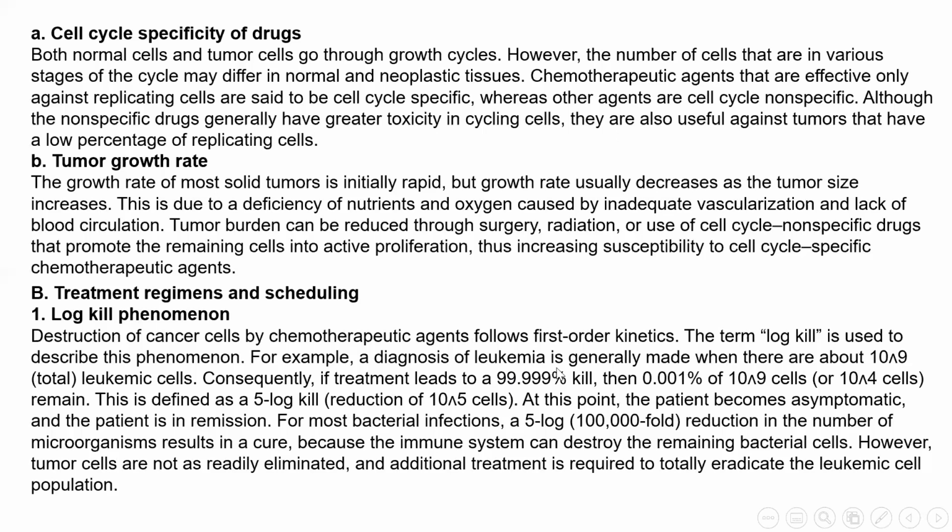Let's say a patient is diagnosed with leukemia, a blood cancer, specific to the white blood cells. In general, it is diagnosed when there are about 10 to the power 9 leukemia cells. So the patient has tumor cells in the blood greater than 10 to the power 9. Here we choose a treatment that causes around 99.99% killing of the cancer cells. The remaining cells are 0.01% of 10 to the power 9. This means the amount of cancer cells that remain after treatment is around 10 to the power 4, so the number of cancer cells is decreased by 5 log.